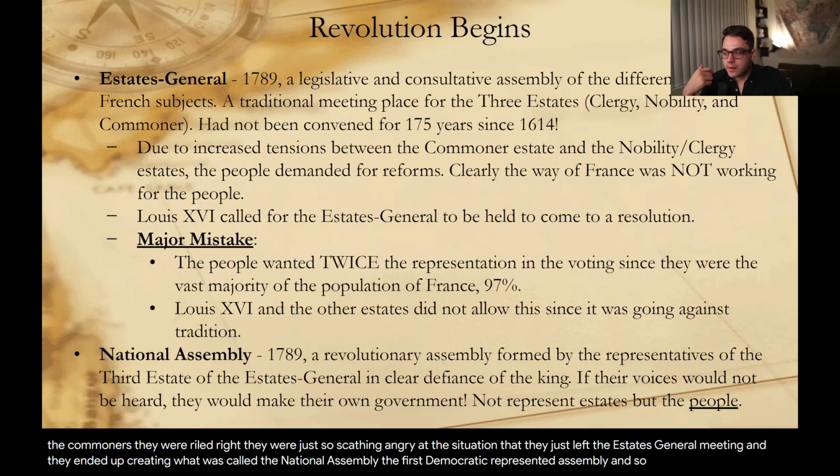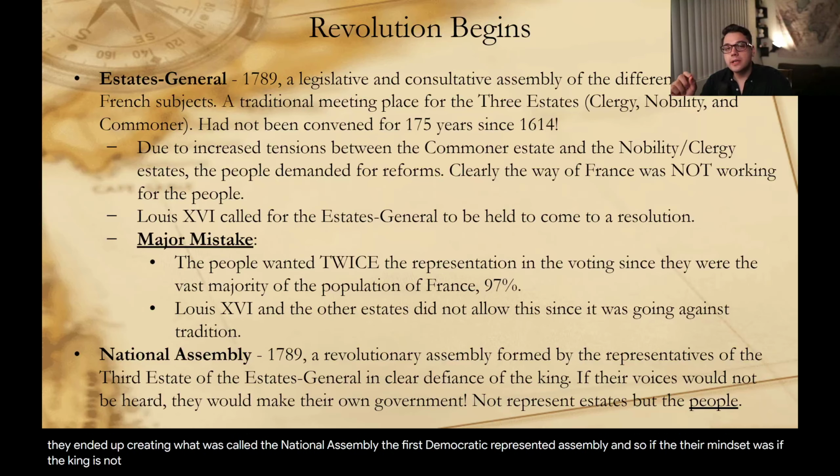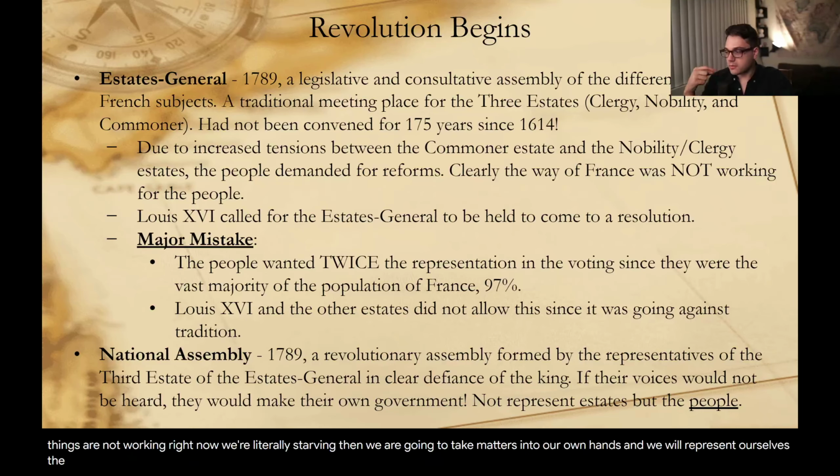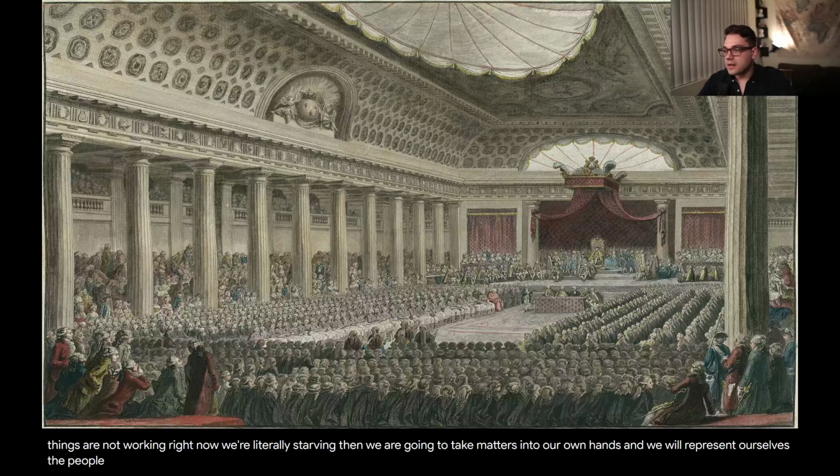Their mindset was, if the king is not going to hear us out and give us some type of meaningful representation in government, because things are not working right now, we're literally starving, then we are going to take matters into our own hands and we will represent ourselves, the people. And so here is a representation of the Estates General meeting.